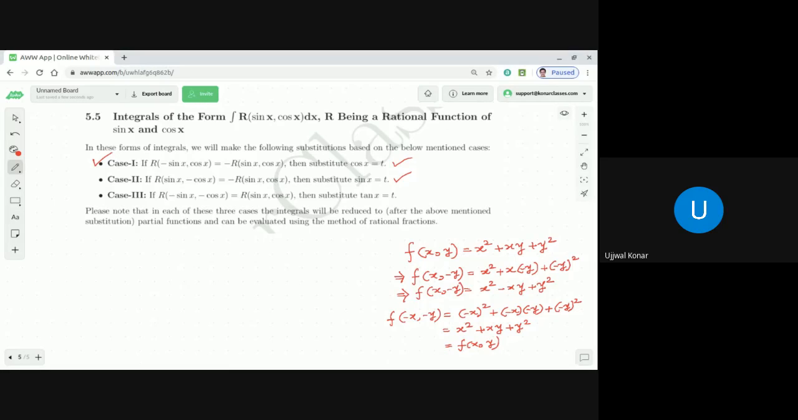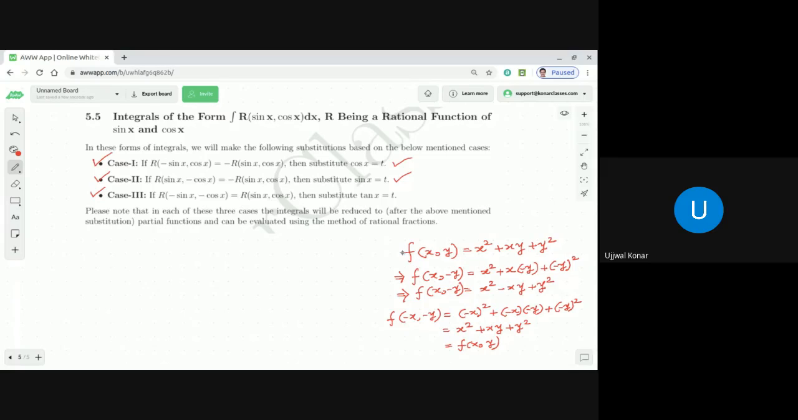For the second case, if we find r of sin x minus cos x is equal to minus of r of sin x comma cos x, then we will substitute sin x equal to t. And if we find r of minus sin x minus cos x equal to r of sin x comma cos x, then we will substitute tan x equal to t. For case 3, you can get an example something like this.